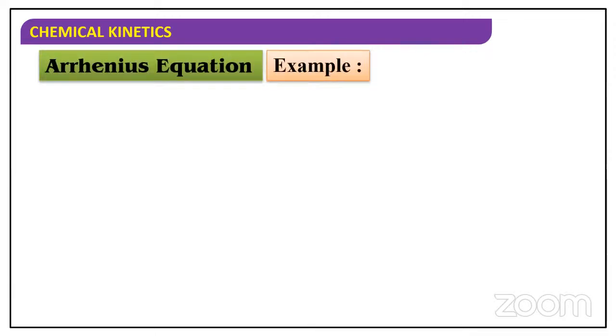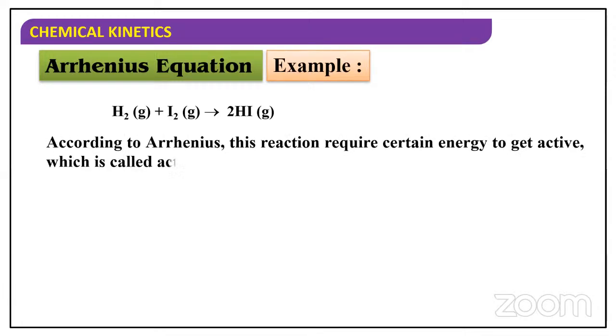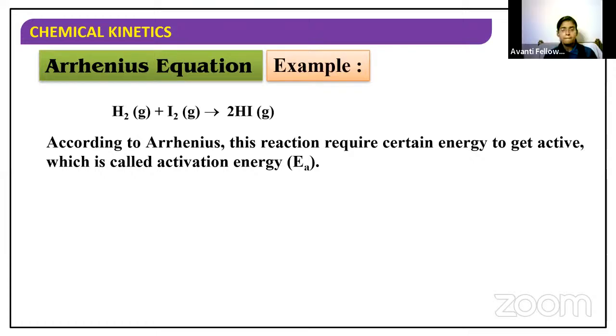Next, I'm going to give you one more example for Arrhenius: H2 plus I2 giving 2HI. According to Arrhenius, this reaction requires certain energy to get activated, which is called activation energy. Every time we cannot expect that two reactants will react with each other and form the product. Sometimes they require a higher amount of activation energy. For this particular reaction, activation energy is required.